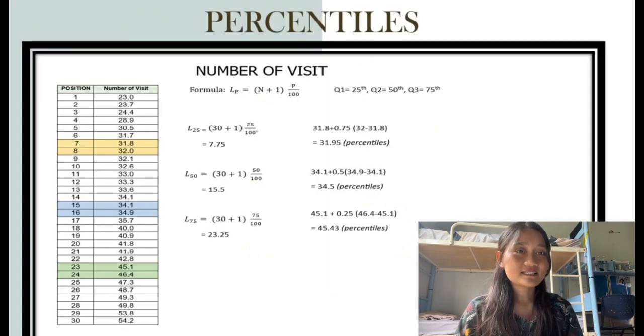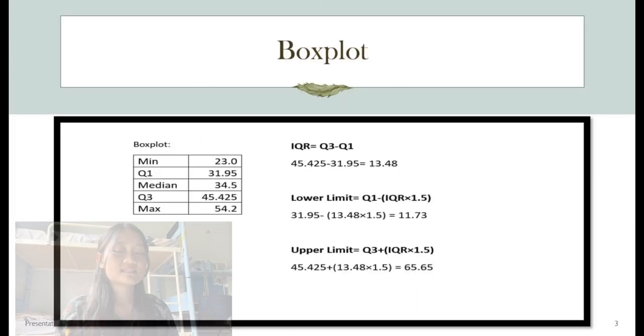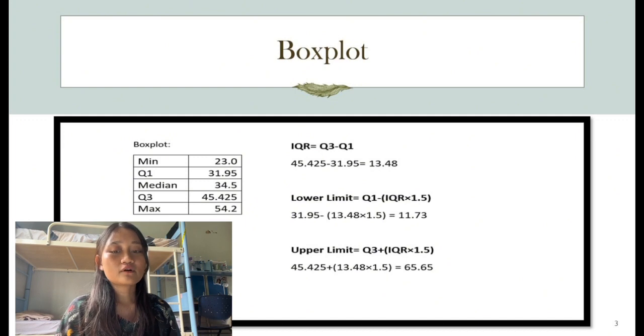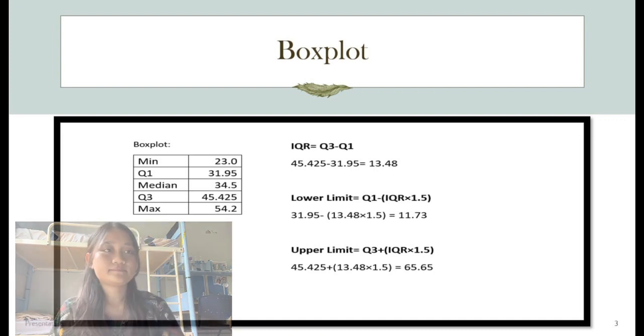So for the percentage, we're using the 25, 50, and 75 to find out the first, second, and third quartiles. So we begin with the number of visits. This is the summary value for mean, quarter 1, quarter 2, quarter 3, and the maximum. And also this is the calculation to find out the IQR.